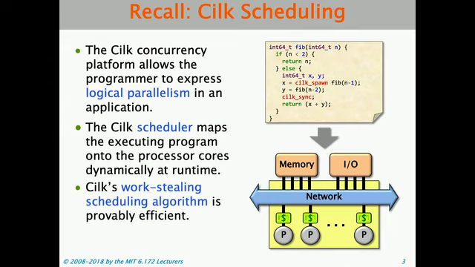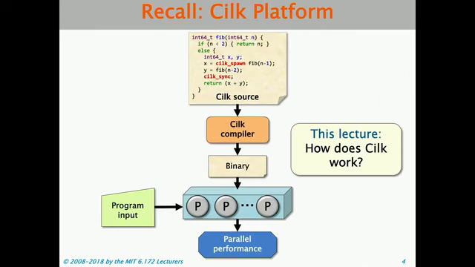Now, you've all been using the Cilk platform for a while. In its basic usage, you write some Cilk code, possibly by parallelizing ordinary serial code. You feed that to a compiler. You get a binary. You run the binary with some particular input on a multi-core system. You get parallel performance. Today, we're going to look at how exactly does Cilk work? What's the magic that goes on hidden by the boxes on this diagram?